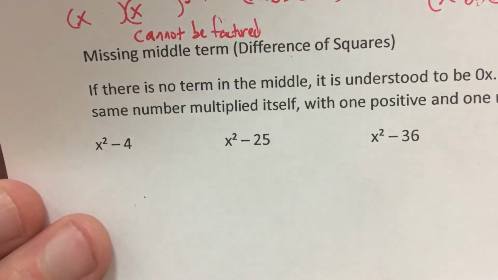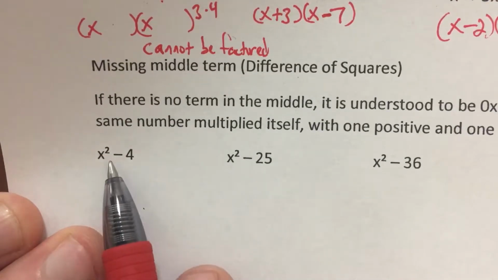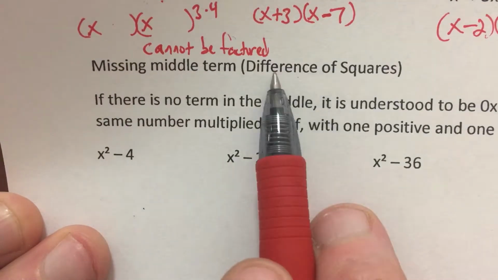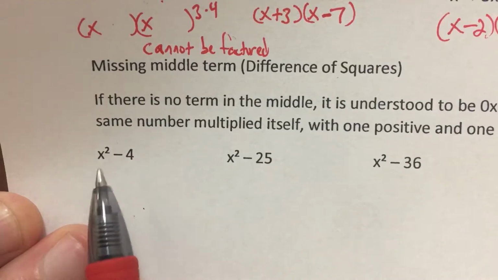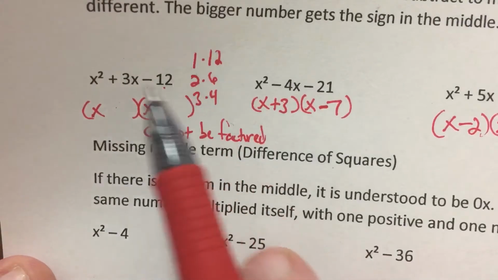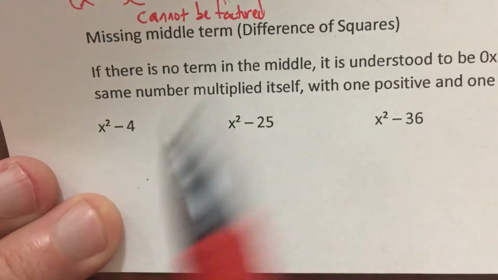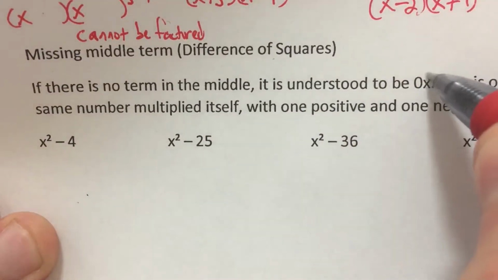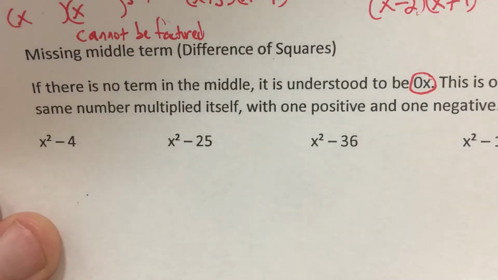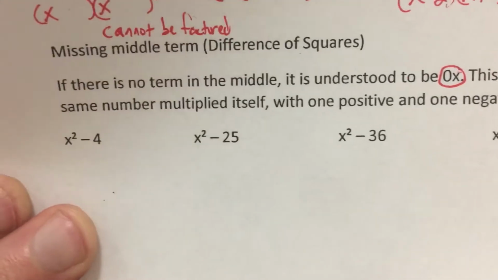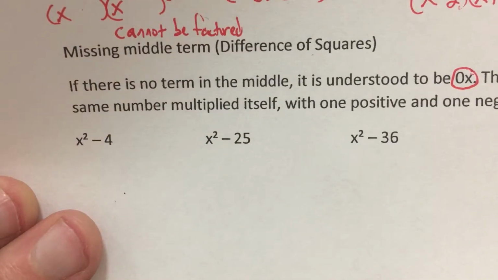Sometimes you'll notice that it's actually not a trinomial. There's a missing middle term, right? We call this the difference of squares. And when we don't see a term in the middle, the same way we saw this positive 3x or this negative 4x, if there's nothing here, we know that means that's actually 0x. It cancels out in the middle. Well, the only way that's possible is it had to have been the same number, one positive and one negative of the same number, like a -7 and a +7 would give you a 0.